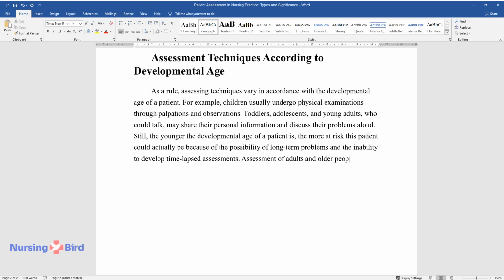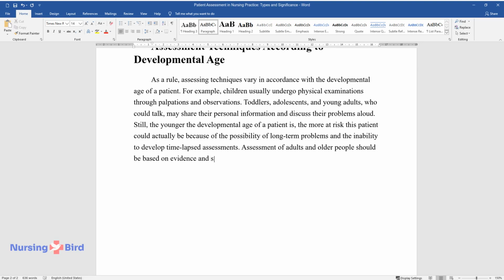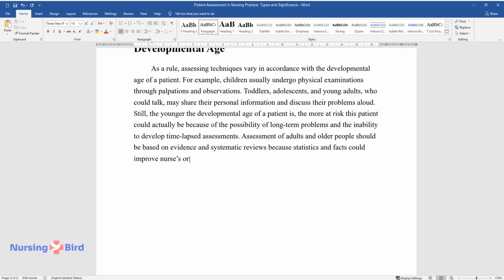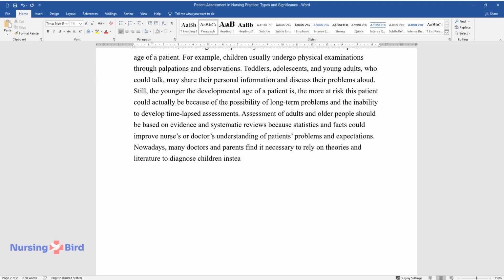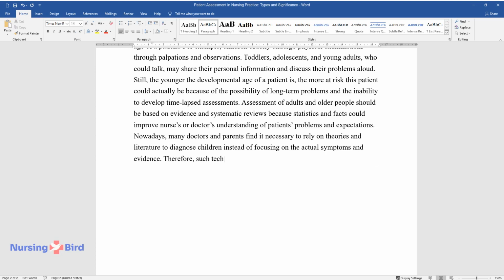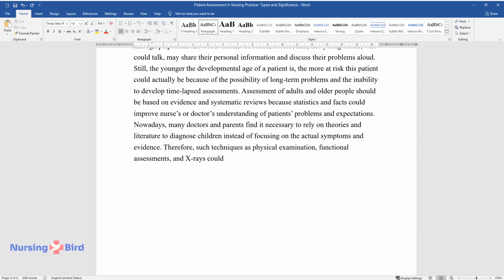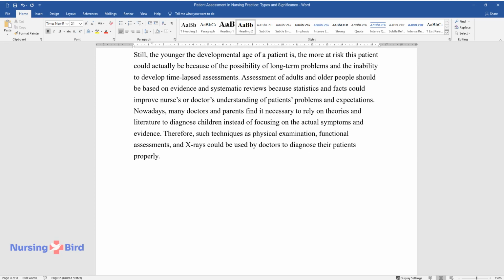Assessment of adults and older people should be based on evidence and systematic reviews because statistics and facts could improve nurses' or doctors' understanding of patients' problems and expectations. Nowadays, many doctors and parents find it necessary to rely on theories and literature to diagnose children instead of focusing on the actual symptoms and evidence. Therefore, such techniques as physical examination, functional assessments, and X-rays could be used by doctors to diagnose their patients properly.